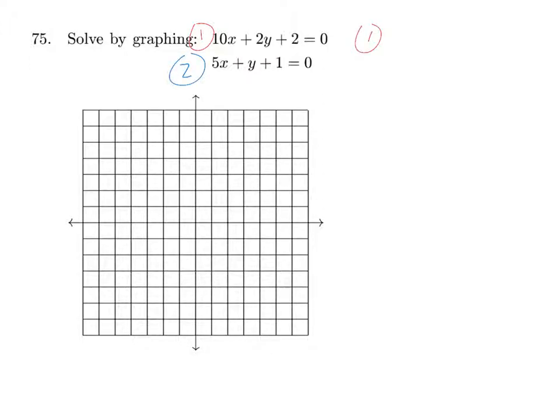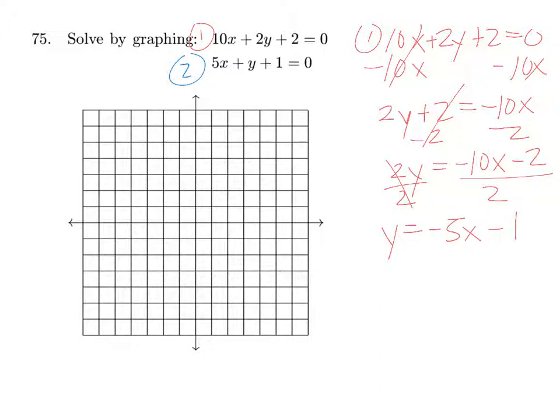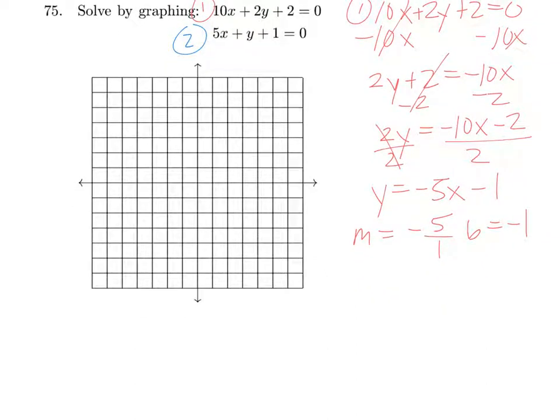All right, so for the first equation, I have 10x plus 2y plus 2 equals 0. Just take your time, easy stuff. Just converting it into slope-intercept form. Divided by 2, y is equal to negative 5x minus 1. So slope is negative 5 over 1. Y-intercept is negative 1.